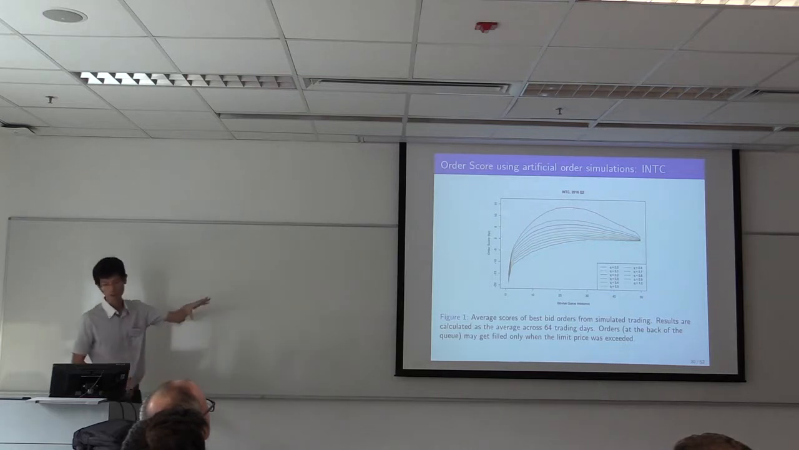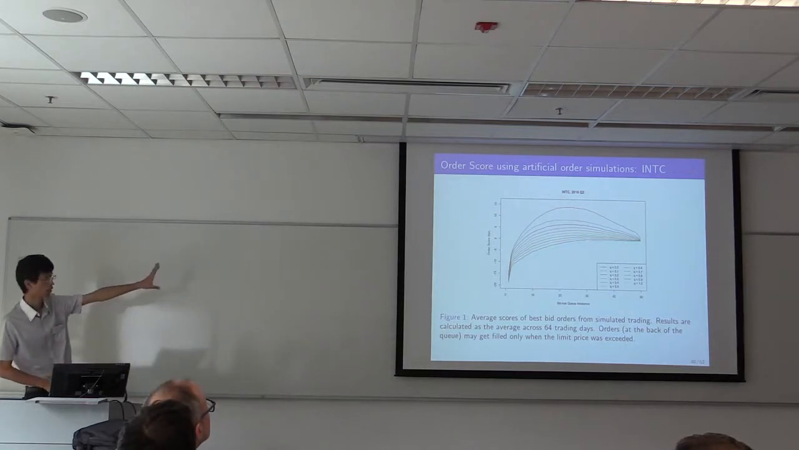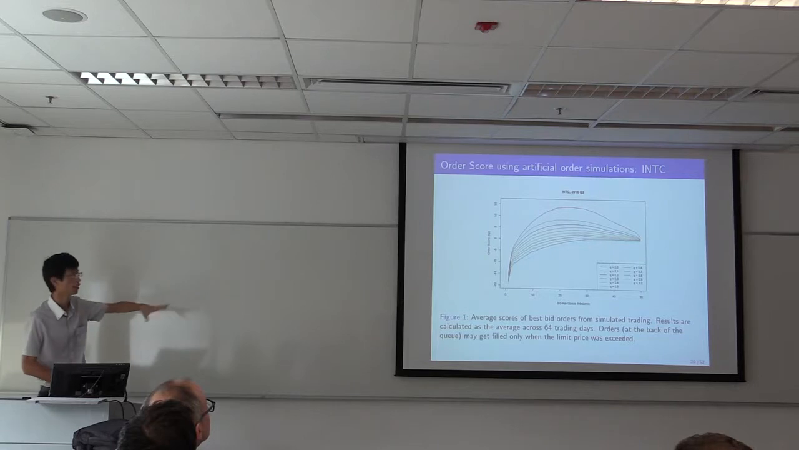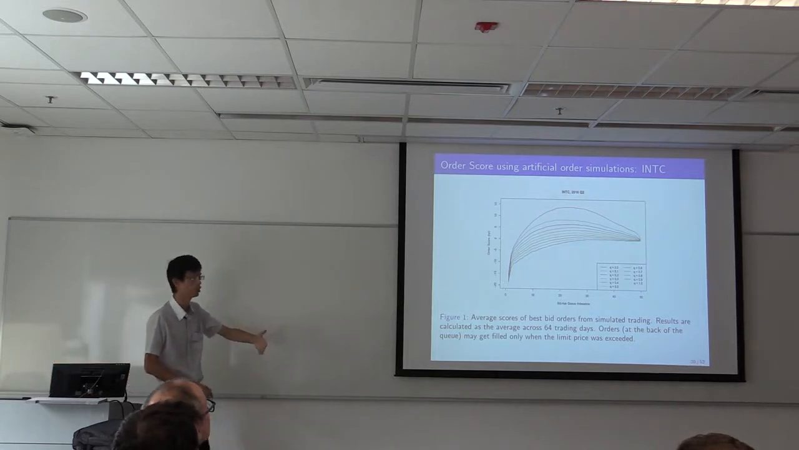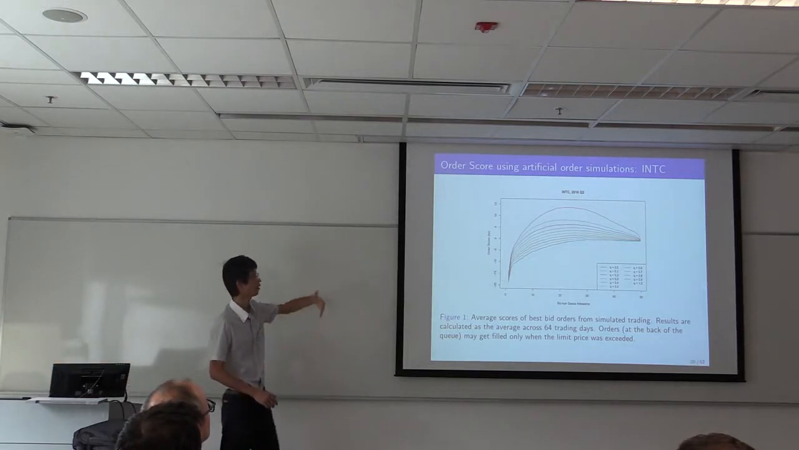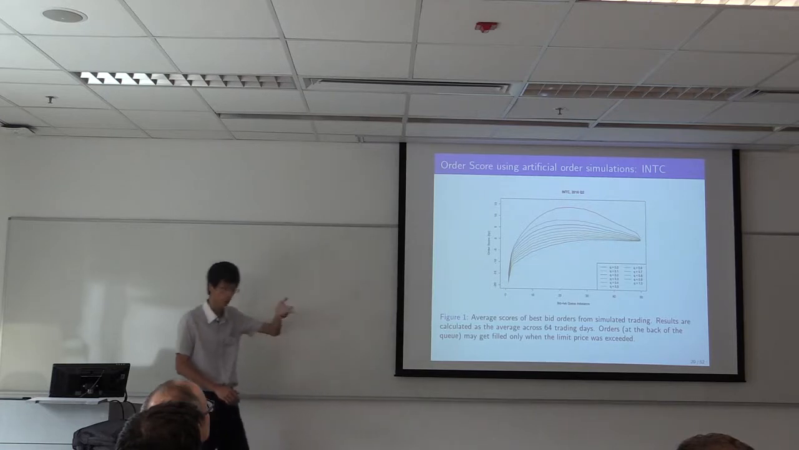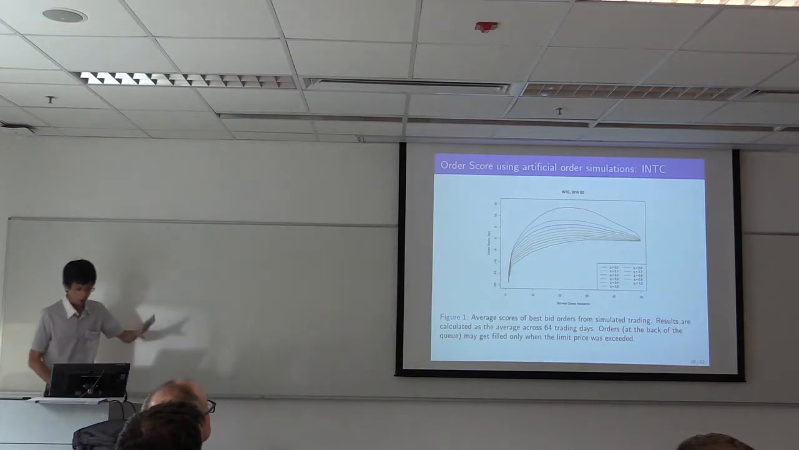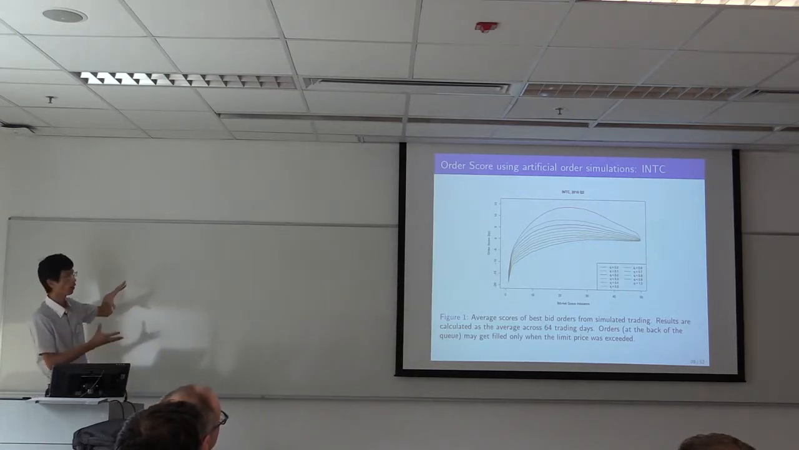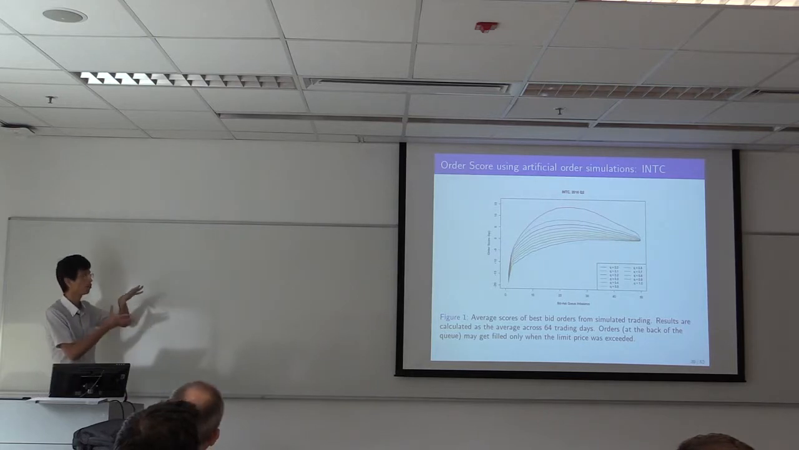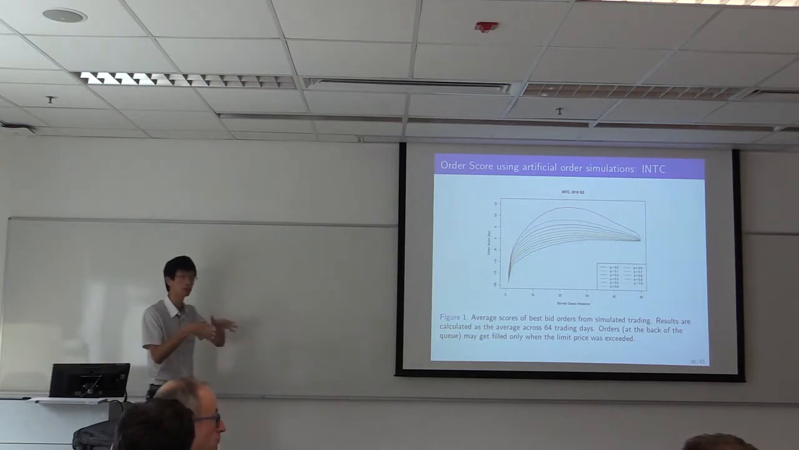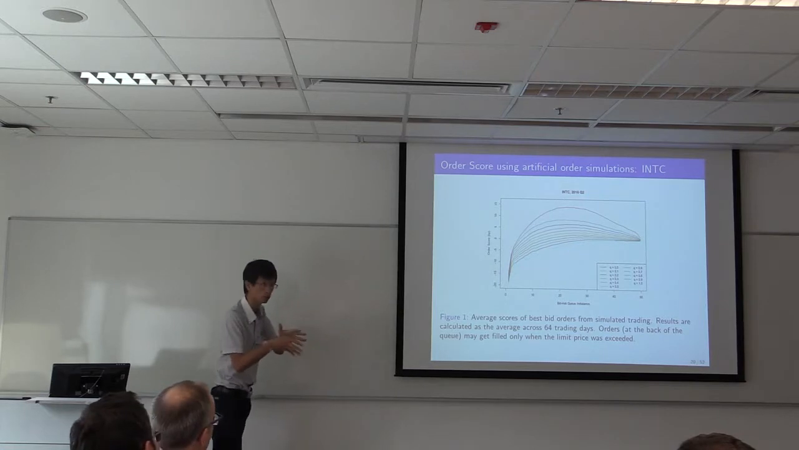Of course, in general you can observe that queue priority matters. The better your queue position, when you are in the front line, the order score will be larger. Of course, as I mentioned, what we are doing is computing the order score conditioned on these two microstructure features.